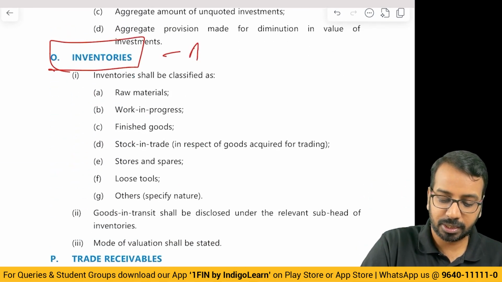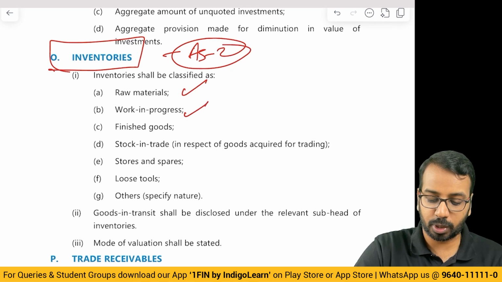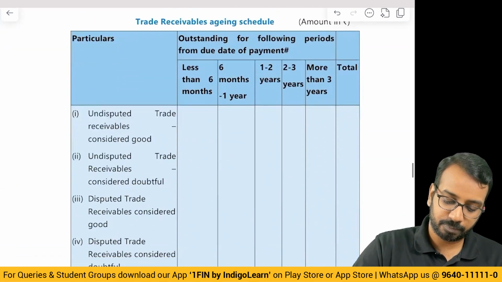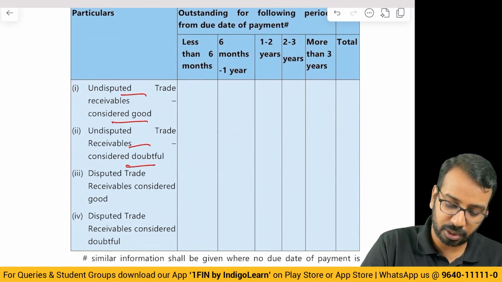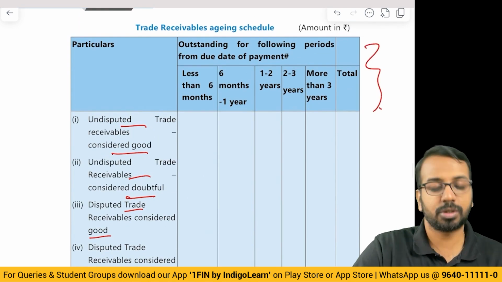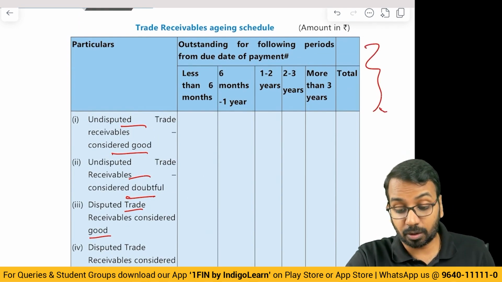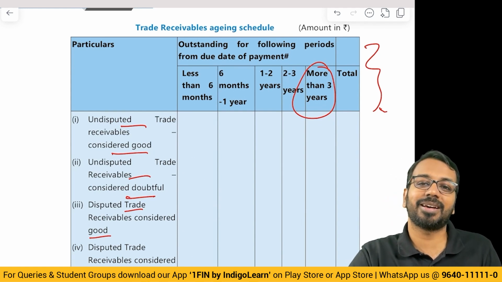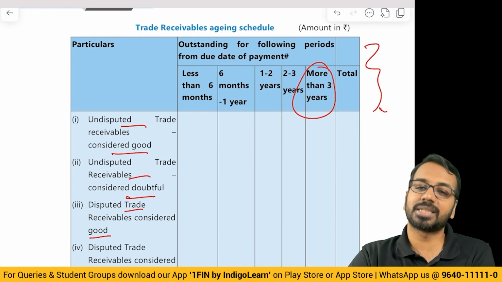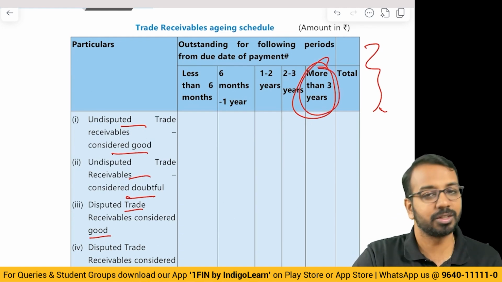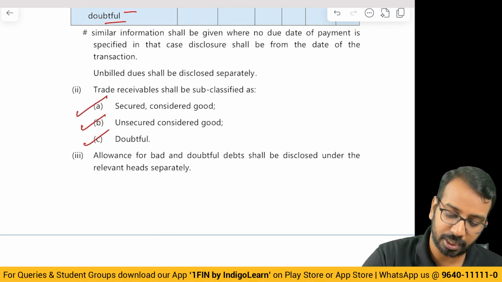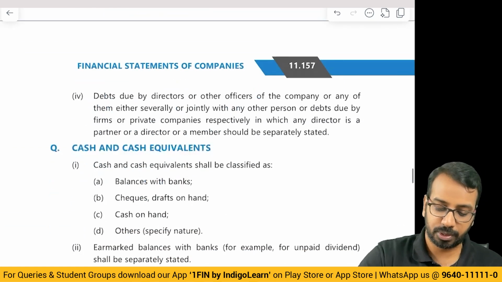Then inventories, disclosures as per AS2, similar to this: raw material, WIP, finished goods, stock in trade, stores, loose tools, others. Trade receivables, again same: undisputed good, undisputed doubtful, disputed good, disputed doubtful. And what is the period outstanding? Now you must think, sir, if it is outstanding for more than 3 years, why are we classifying it as current? The thing is, our expectation is that it has to be settled within the normal operating cycle. Hence it can be more than 3 years also. Then you will show what is secured, unsecured, and doubtful portion. Bad and doubtful debts provision should be shown separately.